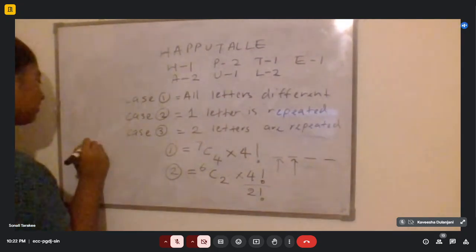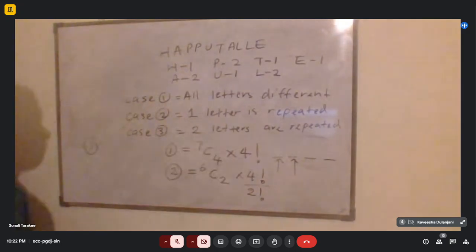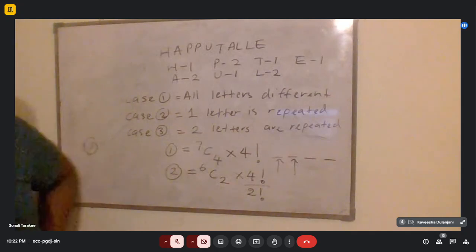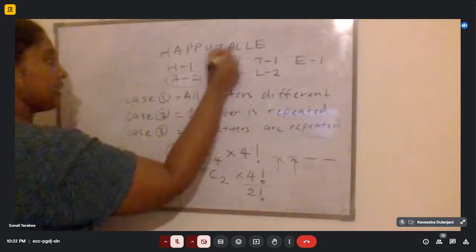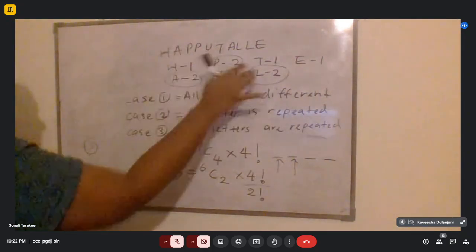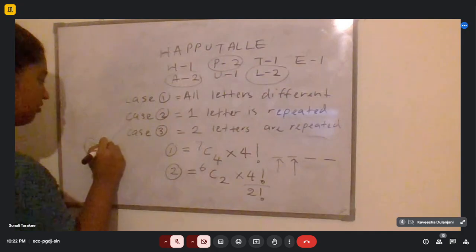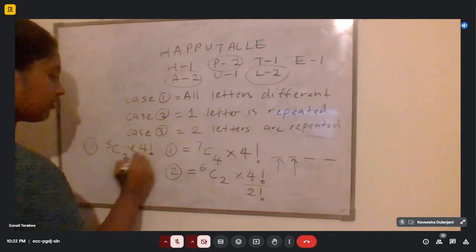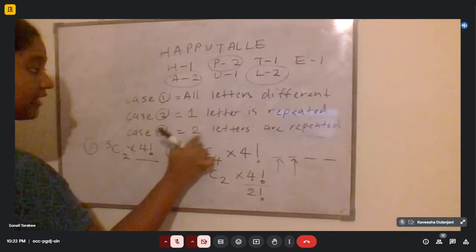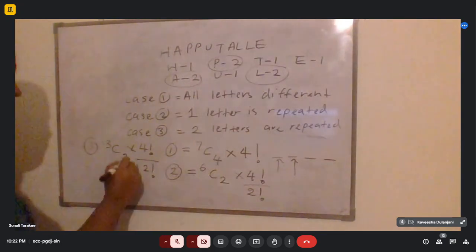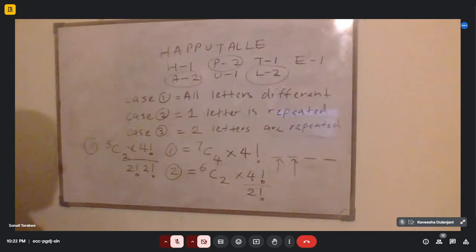Then the third scenario, 2 letters are repeated. Once you get 2 letters repeated, there are only 3 letters which have 2 each. So from these 3, you have to choose 2. So 3C2. Then for the 4 positions, you write 4 factorial. Because 2 letters are repeating, 2 factorial, 2 factorial. Then you have to add everything.